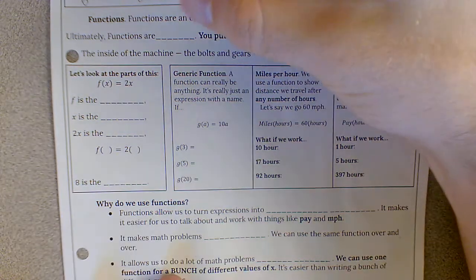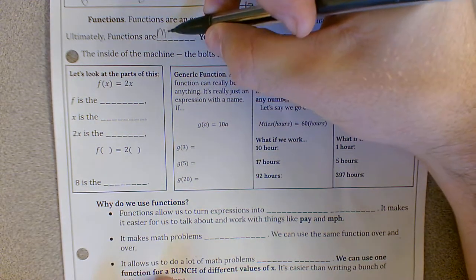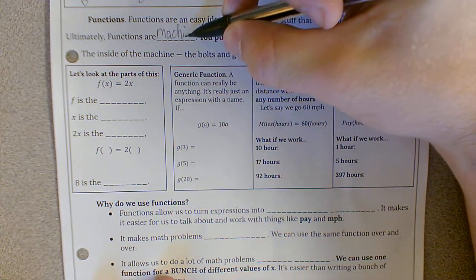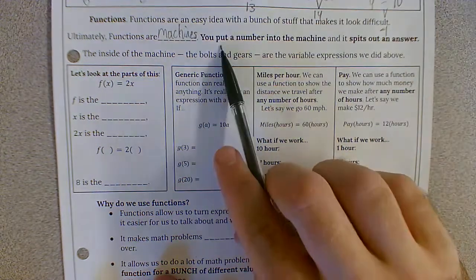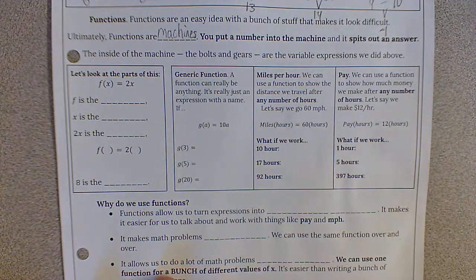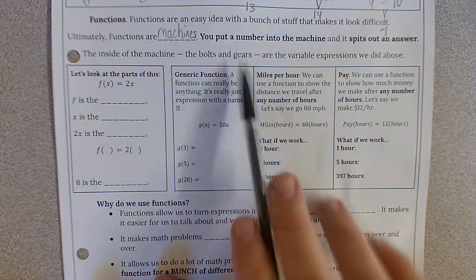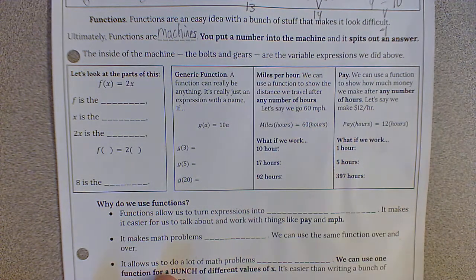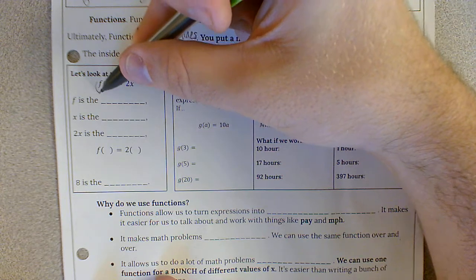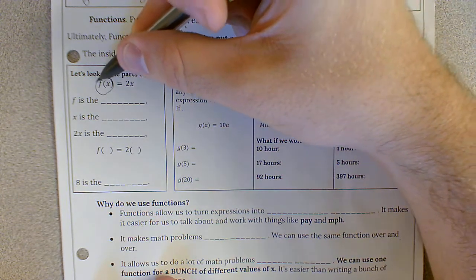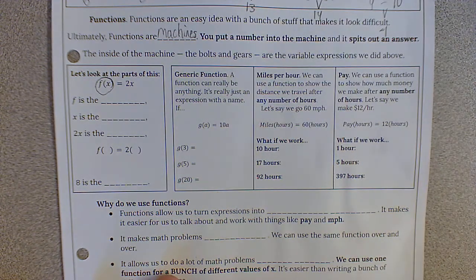Ultimately, they're an easy idea with a bunch of stuff that makes it look difficult. Functions are basically just machines. You put in a number, and it spits out an answer. The inside of the machine, the bolts and gears, are the variable expressions we did above. This is that f of x stuff you've seen before. And this language is going to be basically a constant for the rest of the school year.